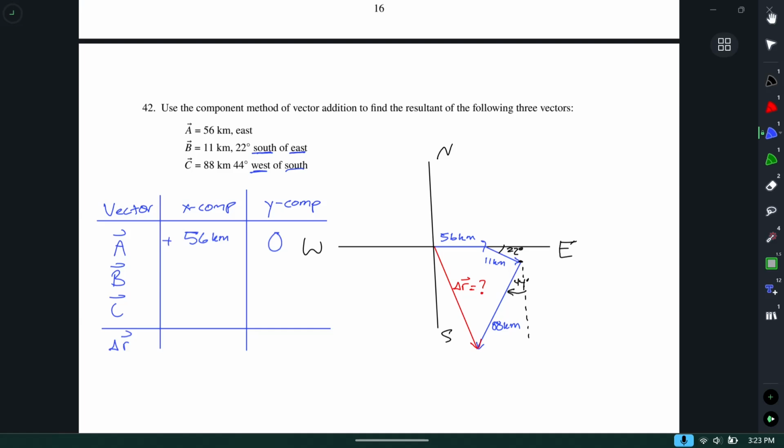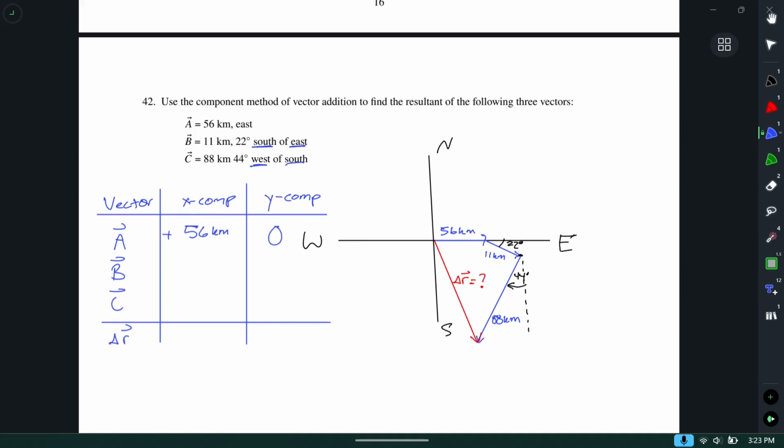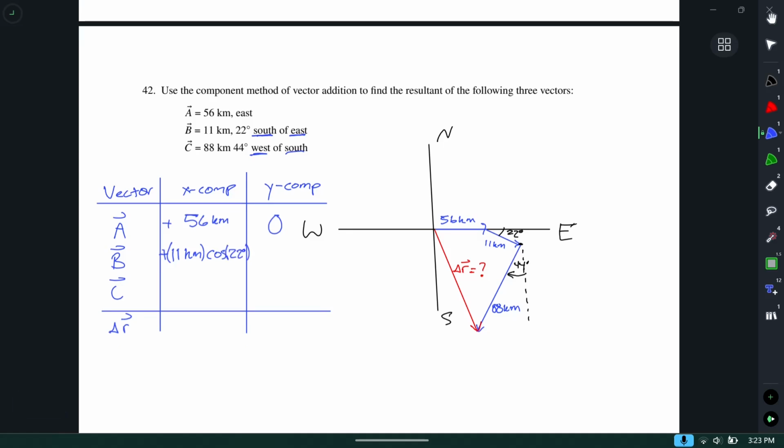For x, would it be negative? And then for y, be negative as well. And I think for x, it's 11 cosine 22 degrees. Yes, it wouldn't be negative though, because let's sketch it in for vector B. Oh, wait, a positive. My bad. Oh, you're good. So yeah, it is a positive 11 kilometers cosine of 22. I was gonna say y was negative, 11 sine 22. Yep.